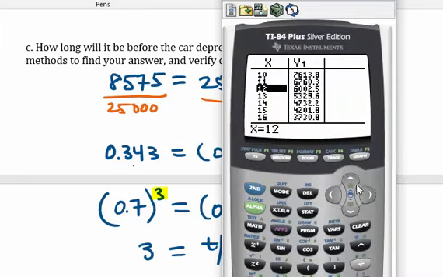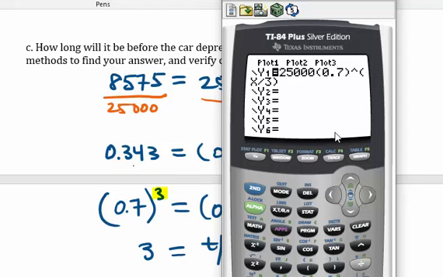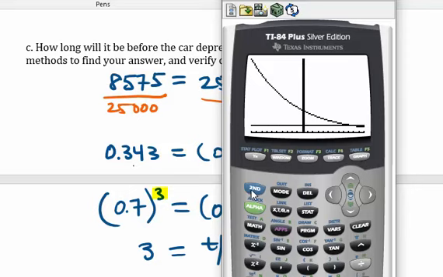Another option is to look at your table. You can just scroll down until you find that value that was given, which was 8,575. Another option, because we've entered this in y1, is to enter in y2 the value over time and then graph and find that intersection. So either way, whichever method you would like to use, we end up with 9 years.